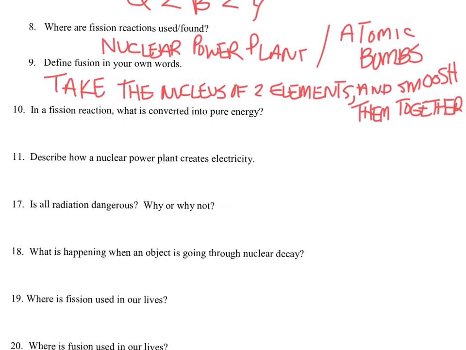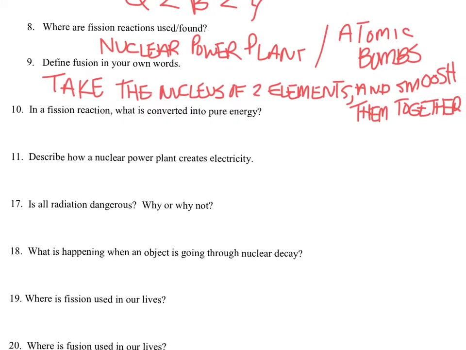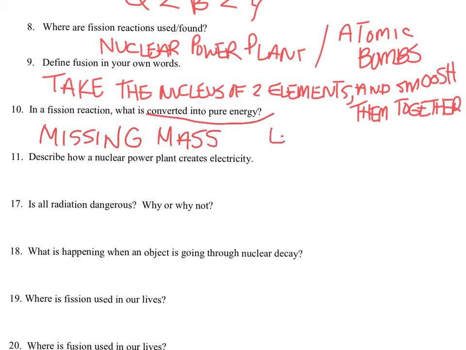All right, what number am I on? Number 10. In a fission reaction, what is converted to pure energy? Remember, during a fission reaction, if you put it all back together after it happened, there would be some mass missing. So remember, some of the mass disappears during the fission reaction. And remember, we convert that mass into pure energy because of the equation E equals mc squared. That little bit of mass turns into a lot of energy because that little bit of mass is multiplied by that huge speed of light squared.